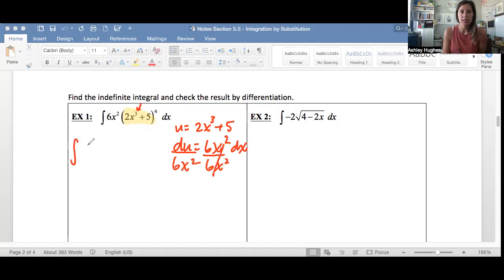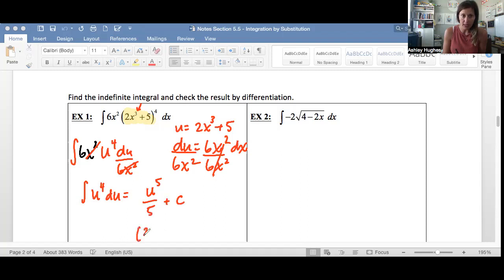So if I rewrite this, I have that 6x squared there, or you can just recognize, oh, that's du, and just go ahead and take that away. And then you have your u to the 4th, and then dx is du divided by 6x squared. And these simplify perfectly. So you're just integrating u to the 4th du. So the antiderivative will be u to the 5th over 5 plus c. And then you put back in what u is, so (2x cubed plus 5) to the 5th over 5 plus c.